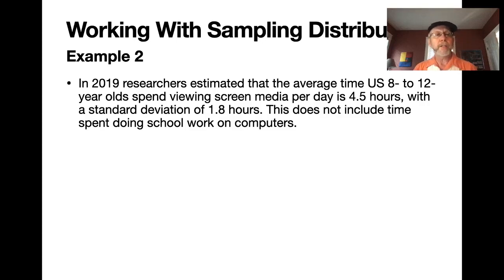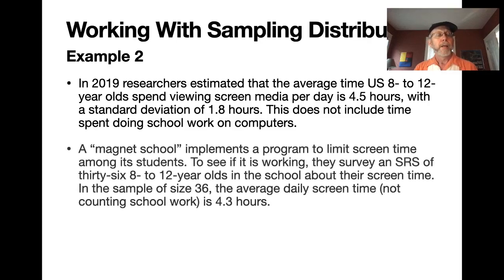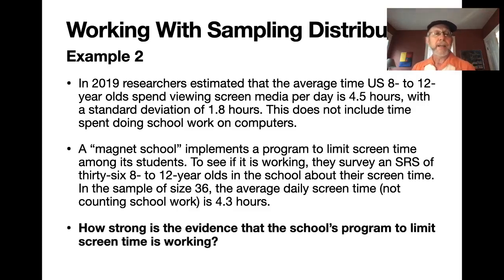A second example continues with this same scenario. We're still looking at screen times for 8 to 12-year-olds. Suppose that a magnet school implemented a program to limit screen time among its students. Later on, to see if it's working, they survey an SRS of 36 of their 8 to 12-year-olds about their screen time. And suppose the sample average they found was 4.3. So among these 36 that they sampled from their school, the sample average was 4.3 hours of screen time per day. How strong is this as evidence that the school's program to limit screen time is working?